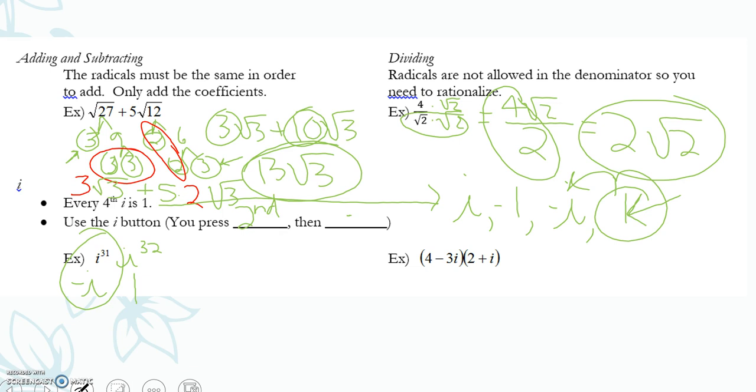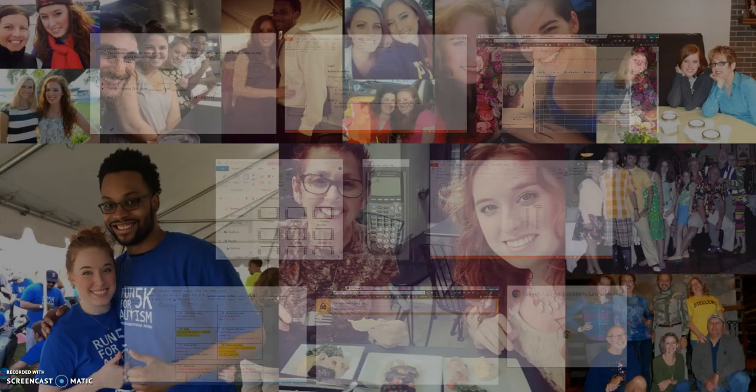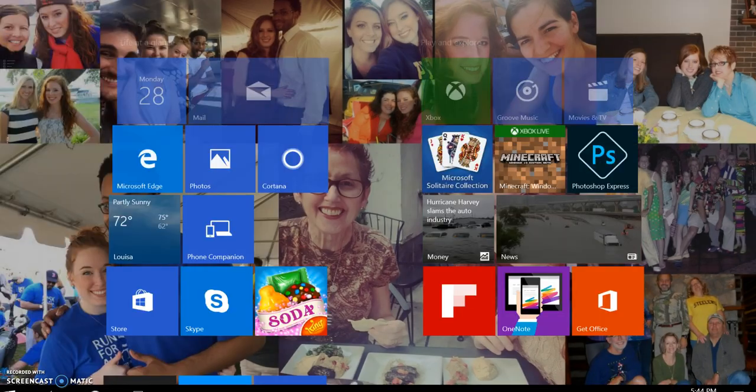The final example, what I have to do is you can certainly do the box method if you would like, but you can also just use your calculator. So I would just type it in exactly how it's written. For 4 minus 3i, so second decimal place, and then 2 plus i. Again, second decimal place. And that is what I get, and that is my answer.